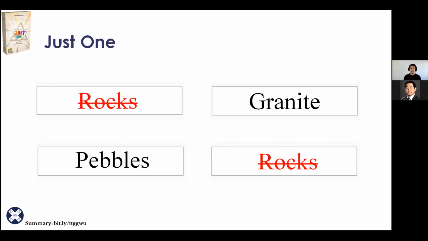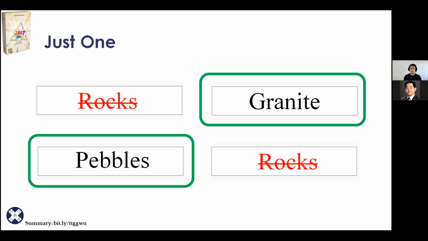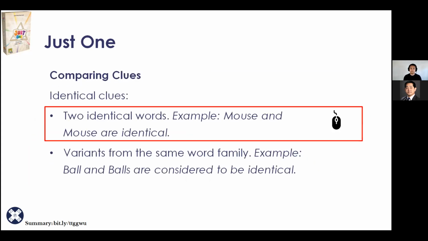What you can see here is that rocks is a clue that's repeated. So these 2 clues are going to cancel each other out. I will not be able to see the clue rocks. What I will be able to see are these 2 clues, granite and pebbles. And now you can see my dilemma. I have to guess the word stone using only these 2 clues that I can see, pebbles and granite.